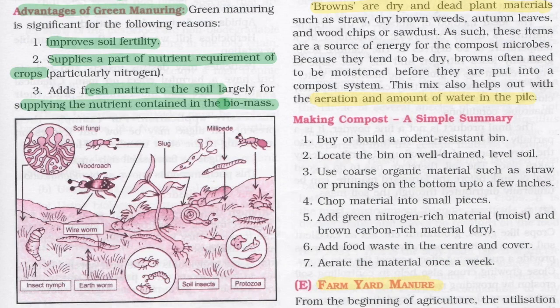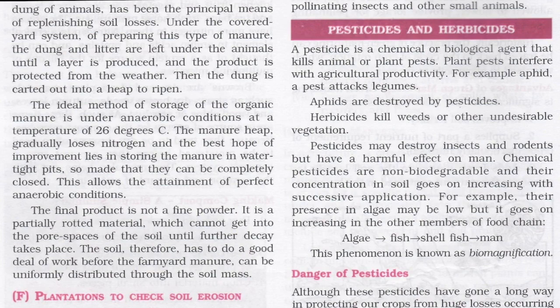Farmyard manure. From the beginning of agriculture, the utilization of farm waste rotted by means of urine and dung of animals has been the principal means of replenishing soil losses. The ideal method for the storage of organic manure is under anaerobic conditions at a temperature of 26 degrees Celsius. The manure heap gradually loses nitrogen, and its improvement lies in storing the manure in watertight pits so that they can be completely closed.